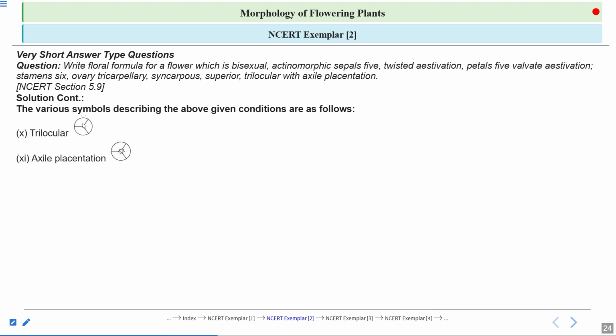Trilocular. So here you can see the trilocular axile placentation. So this is the way to represent the axile placentation. And here it becomes the formula: bisexual, actinomorphic, K5, C5, A6 and G3, right?